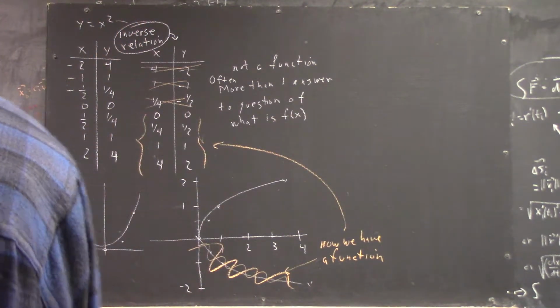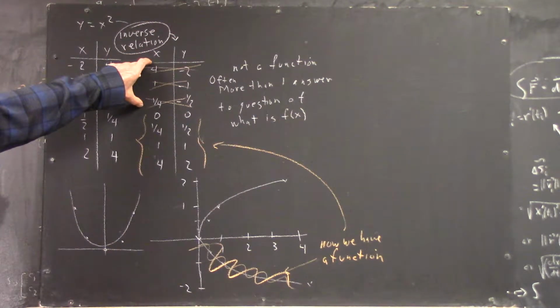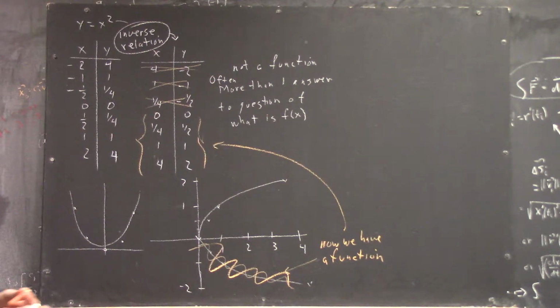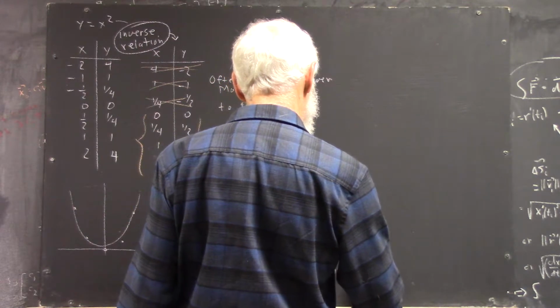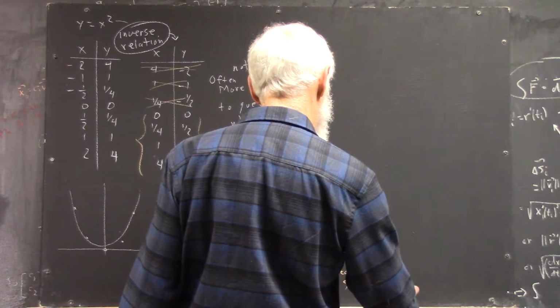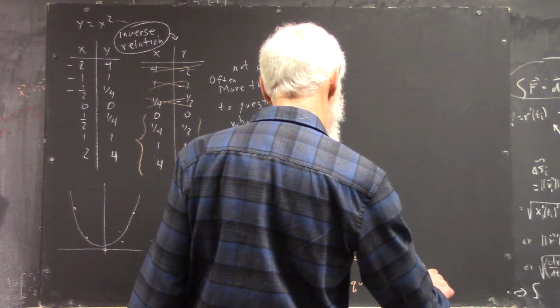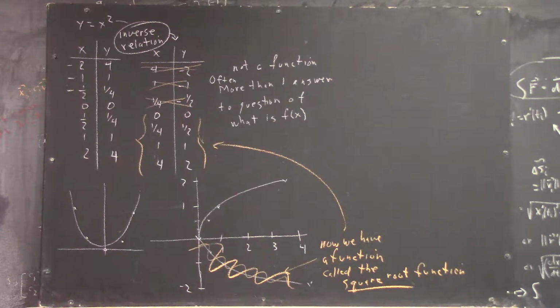Any idea what we want to call this function? Inverse relation of x. Well, it's now an inverse function because we got rid of the stuff that made it not a function, right? It's a square root function. You inverse a square function, you get the square root function.